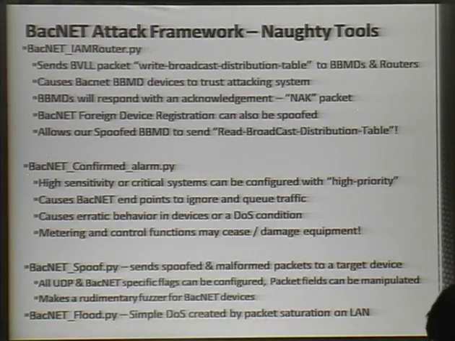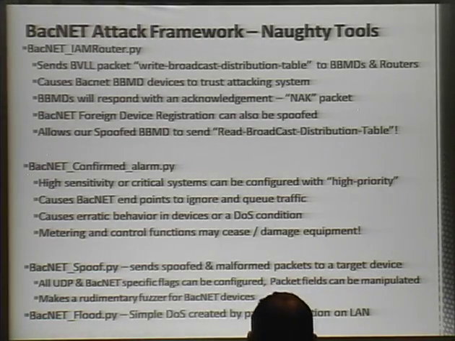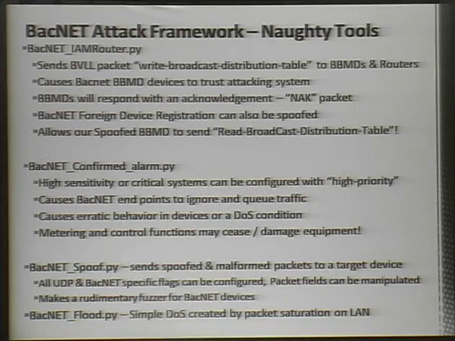The next one is confirmed alarm. This was kind of interesting, and I'm not 100% sure why this works, but Bacnet's got this piece that says, I'm going to send you a high priority packet. And what happens when it gets this, the device says, okay, I'm going to ignore all other traffic, and I'm just going to focus in on what you want me to do.